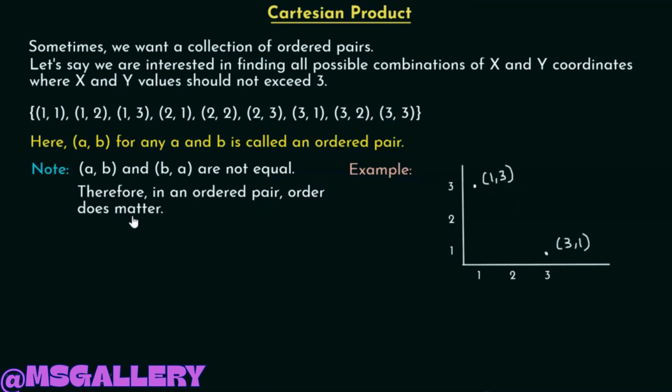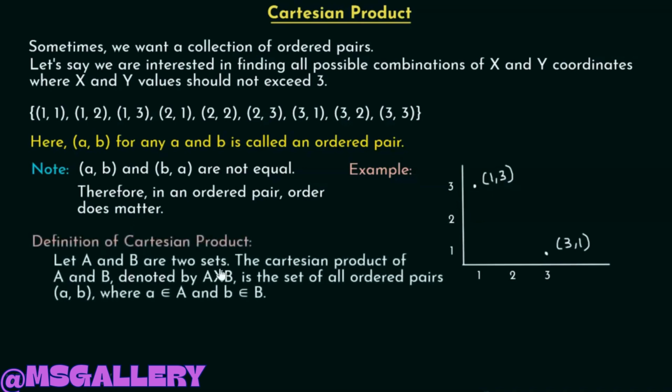Okay. Now let's discuss the definition of Cartesian product. Let A and B be two sets. The Cartesian product of A and B, denoted by A cross B, is the set of all ordered pairs (a, b), where a belongs to capital A, that is set A, and b belongs to capital B, that is set B.